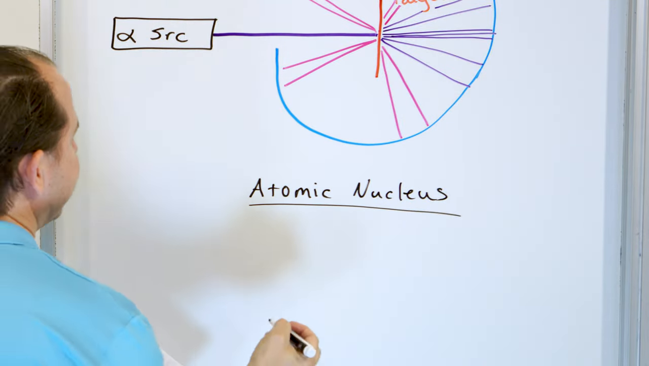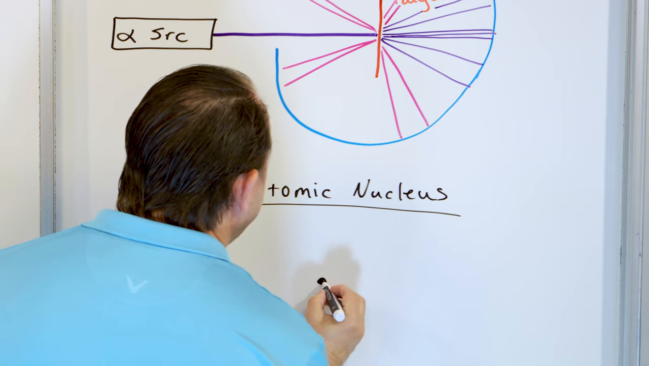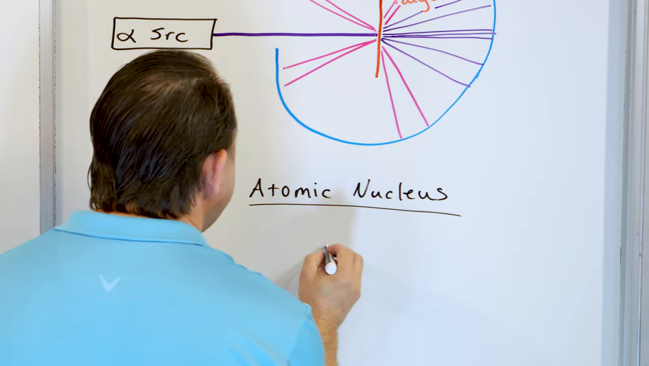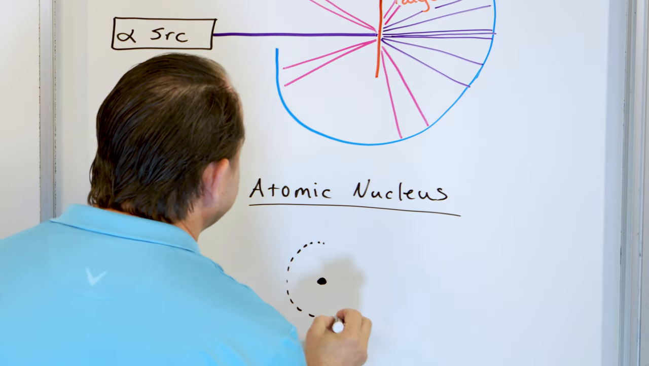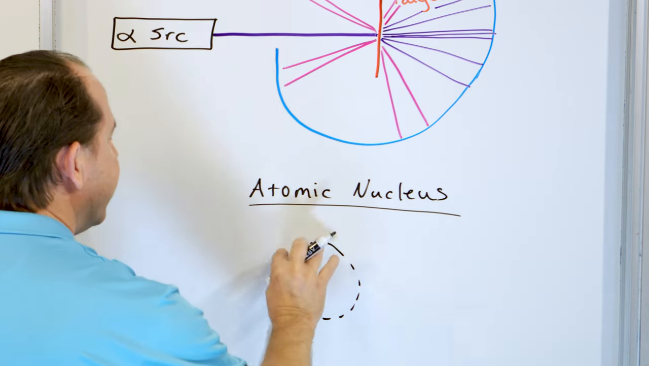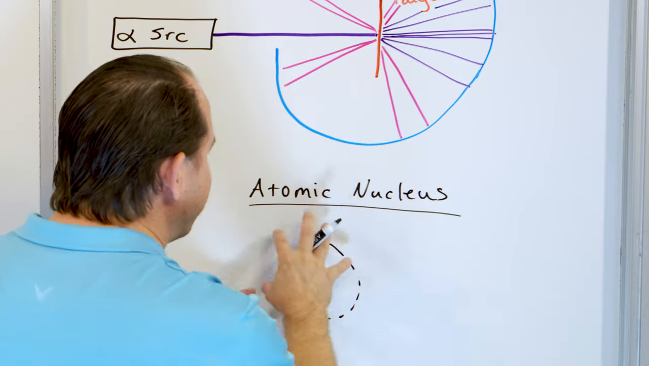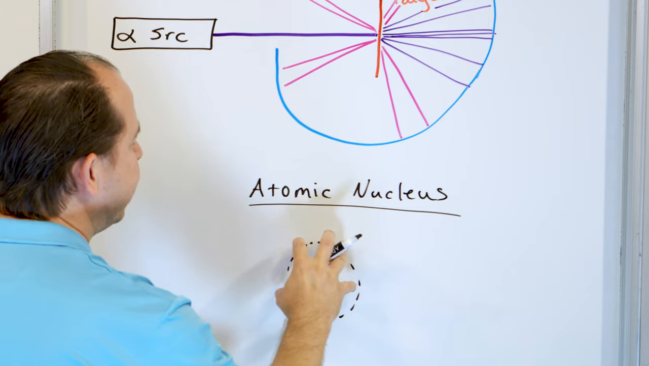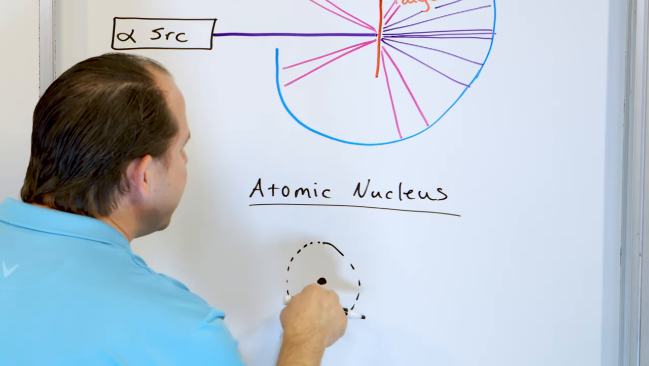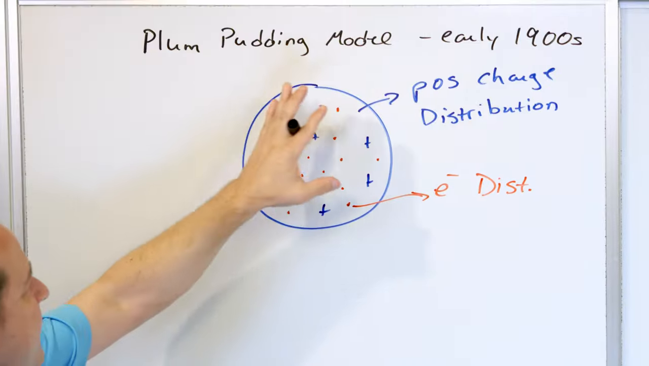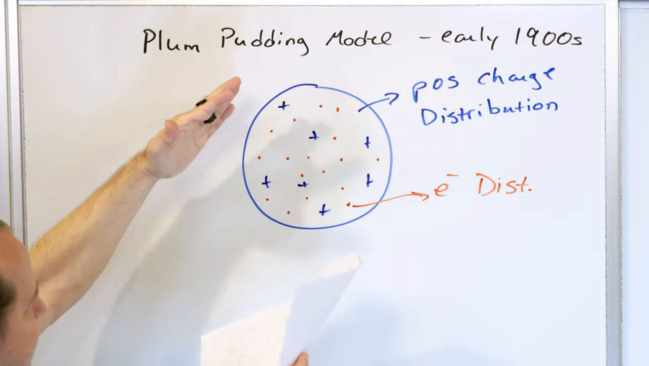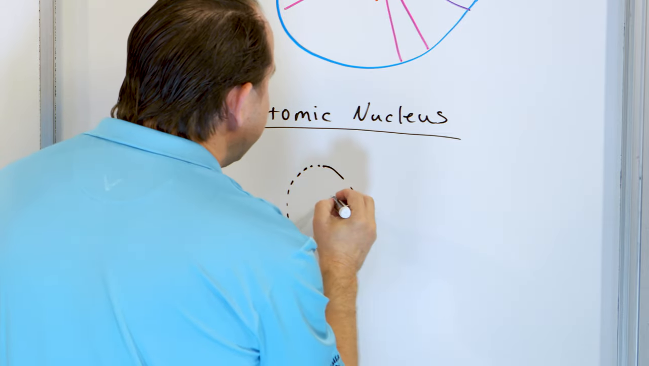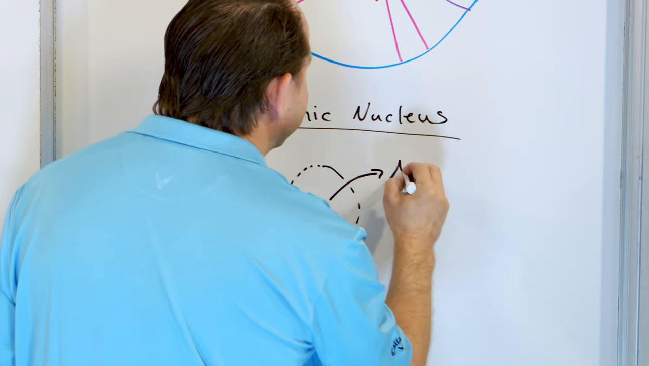So what they did instead is they said, well, maybe the positive charges, which are really massive, are concentrated in the center. And basically the electrons are kind of going around, maybe not even orbiting around, but maybe they're just surrounding because they're much less massive. And so maybe there's a lot of empty space here, where instead of the mass of the atom being evenly distributed throughout the atomic size, maybe most of the mass of the atom is in the middle, so massive.